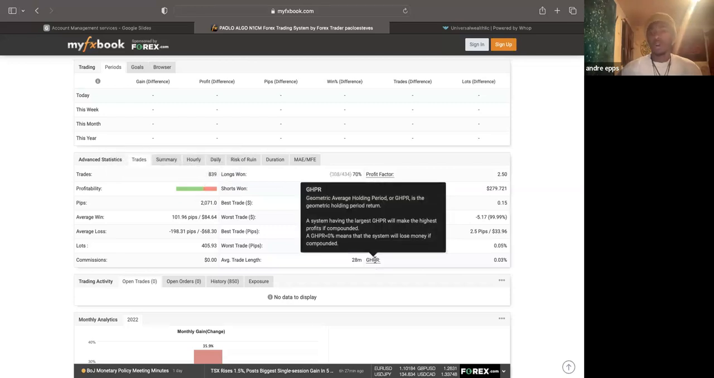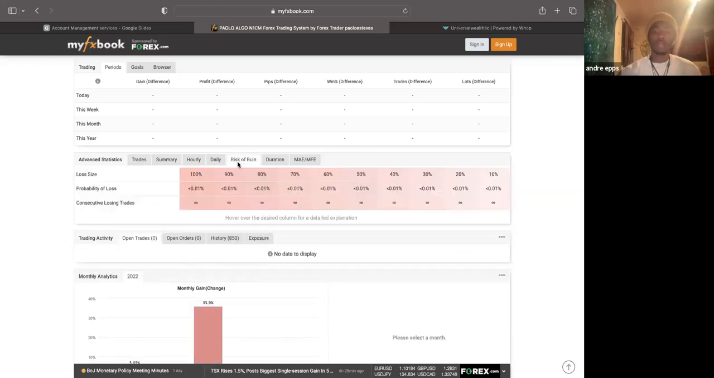We have the GHPR, which is a very, very important statistic. Okay, so a system with the largest GHPR will make the highest profits if compounded. If the GHPR is less than 0%, that means the system will lose money if compounded. So we are at 0.03%, which means that you can actually leave your money in your account and it will be compounded over an extended period of time. You don't have to worry about making some money today and then losing it all the next day or any of those things.